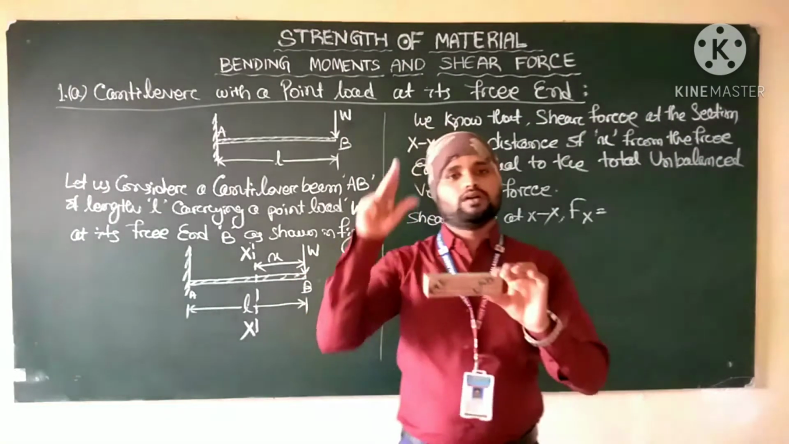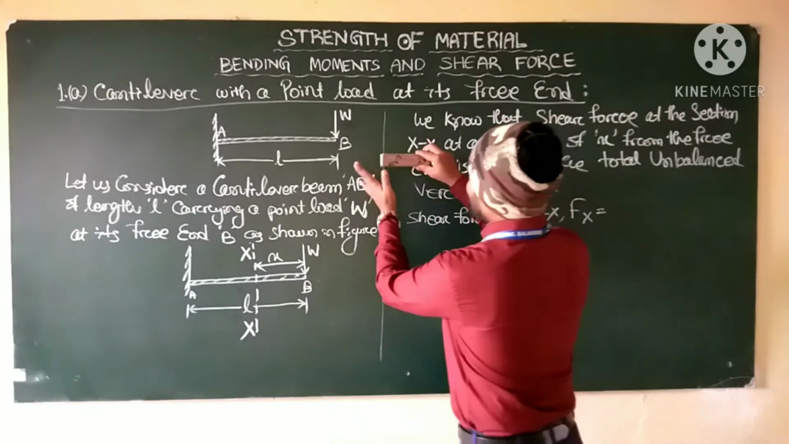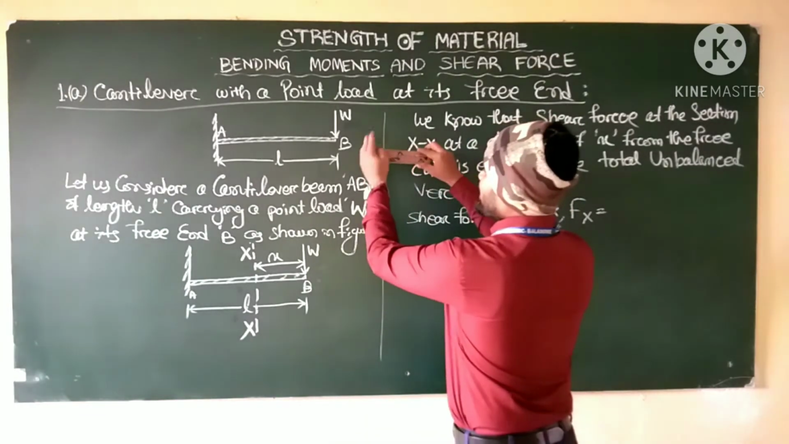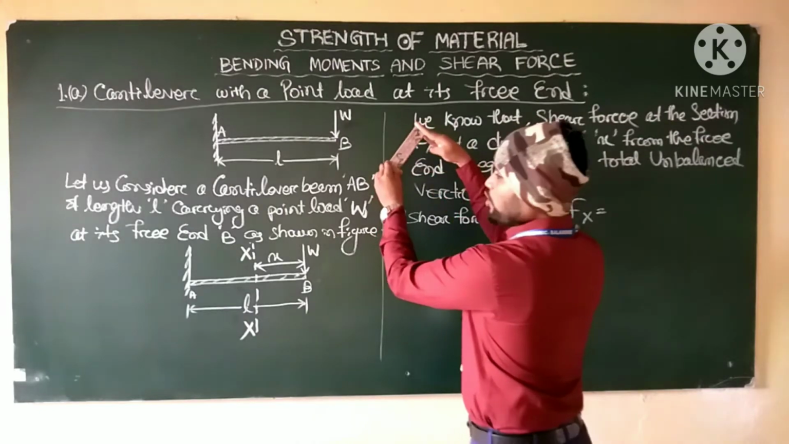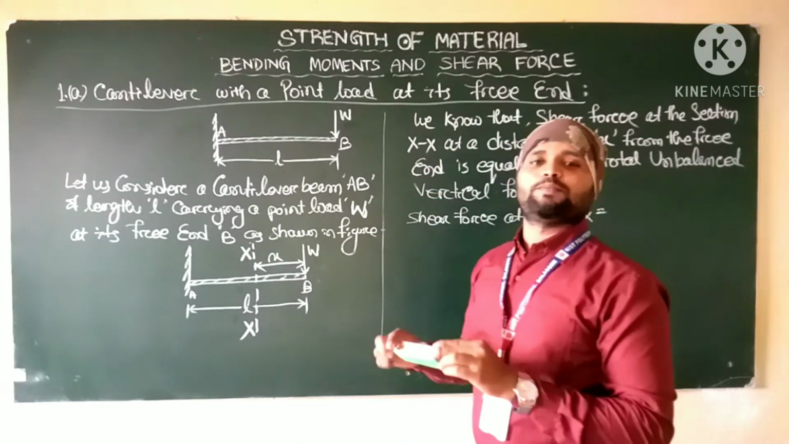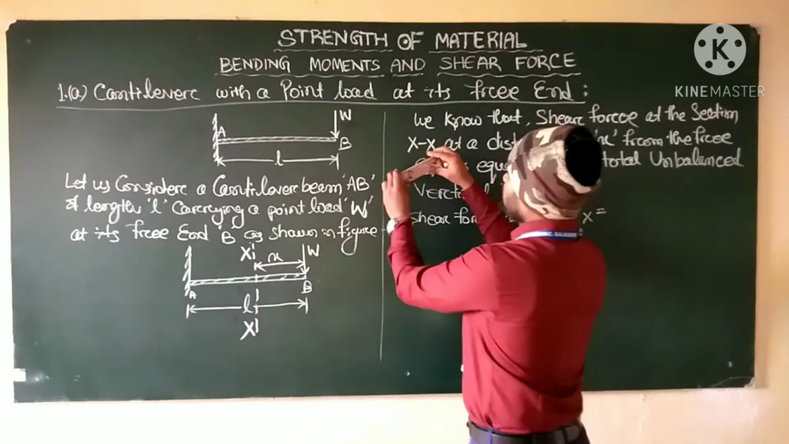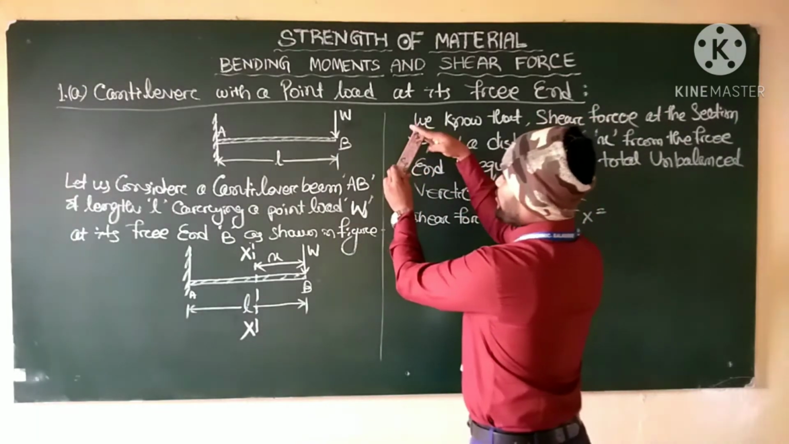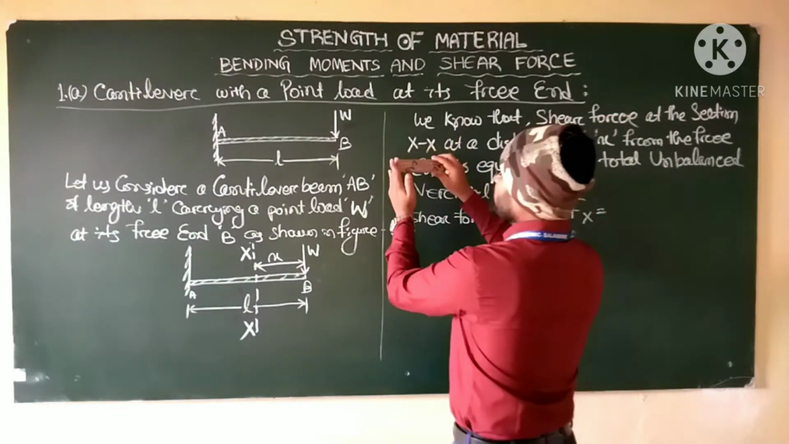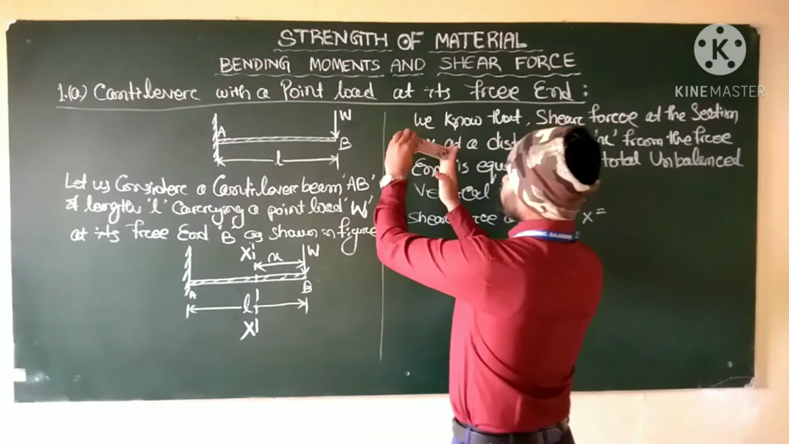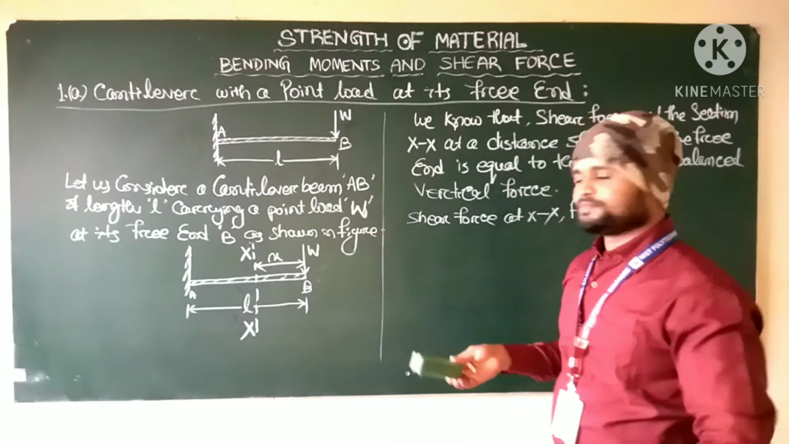You might remember what happens in case of sign convention. If the left hand side of the beam tends to slide downward or the right hand side of the beam tends to slide upward, we take it as positive shear force. If the left hand portion of the beam tends to slide upward and the right hand portion tends to slide downward, we take it as negative shear force.